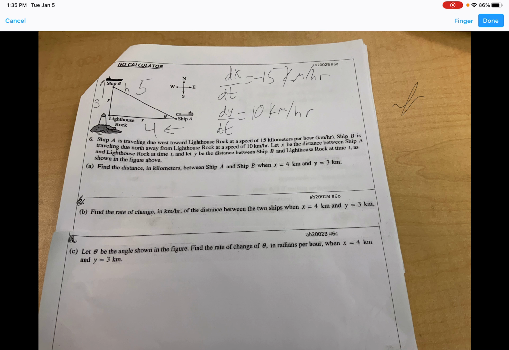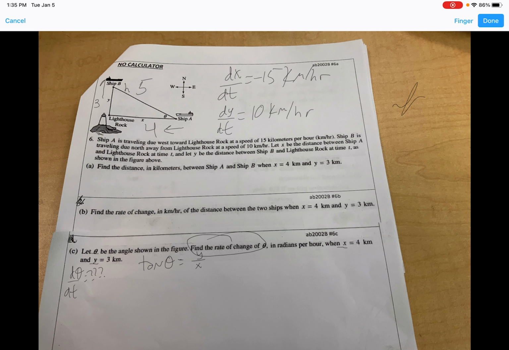So I defined my variables. Okay, what am I looking for? I'm looking for d theta dt. That's the rate at which theta is changing in radians per hour when X equals 4 and Y equals 3. So I need to come up with an equation that relates how X, Y, and theta compare. And that will be using the tangent function. So tangent of theta equals Y over X, opposite over adjacent.